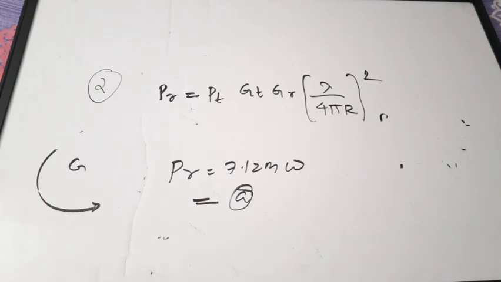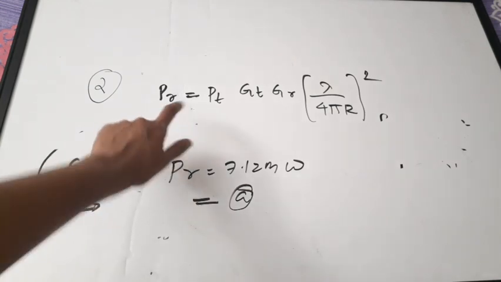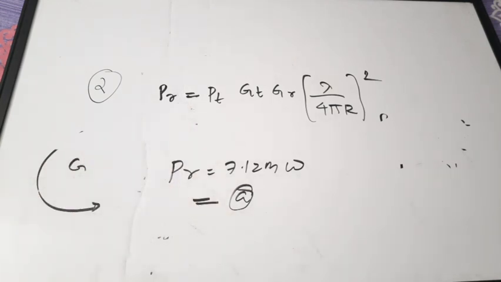Okay, it is 1.5 kilometers, so you have to convert it to meters: 1.5 into 10 raised to 3. Now all the values are given, and you just have to substitute in the equation and find PR. PR equals 7.12 milliwatts. Okay, correct answer is option A.